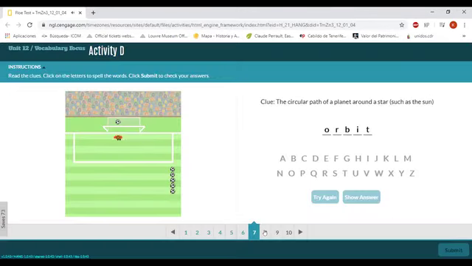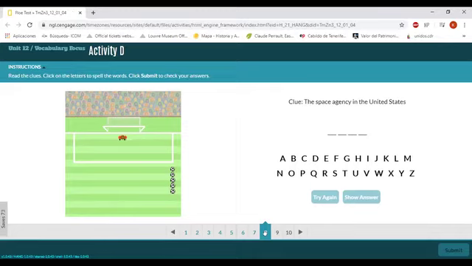Now, the next one, number 8. The space agency in the United States. Remember, what is it? We saw that word in the last reading that we have. So what is it? No, it doesn't start with E. What do you think, guys? Yes, it's the common one. N-A-S-A. It's NASA.